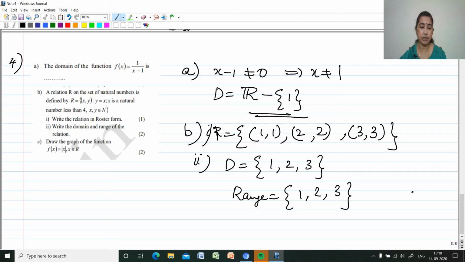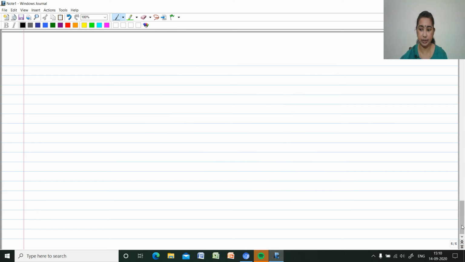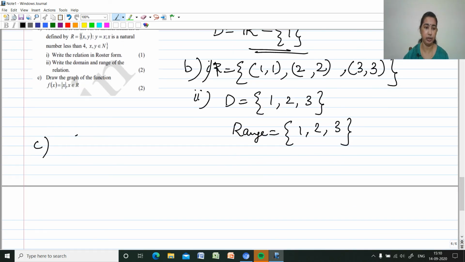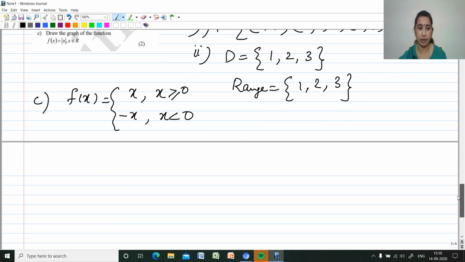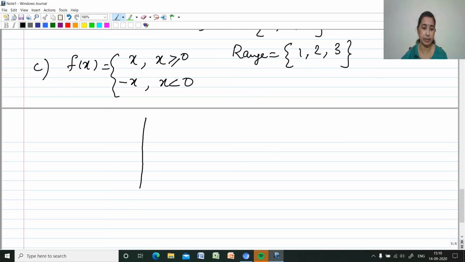Then the third sub question there is C question, that is the graph of f of x equal to mod x. How to draw the graph? We know that f of x equal to x when x is greater than or equal to 0 and minus x when x is less than 0. That's the definition for function f of x. And how to draw it? Draw x and y axis. Mark x axis, y axis.